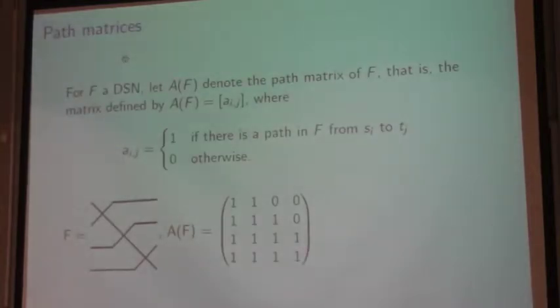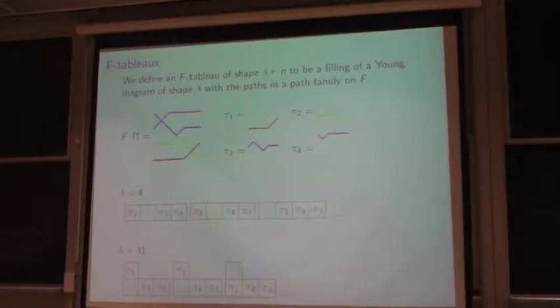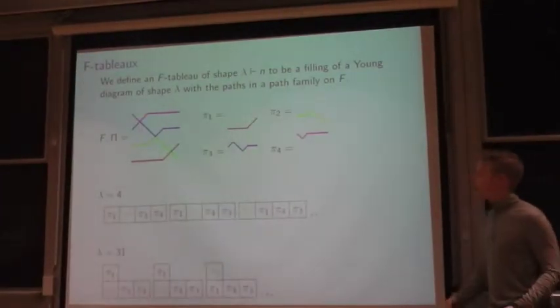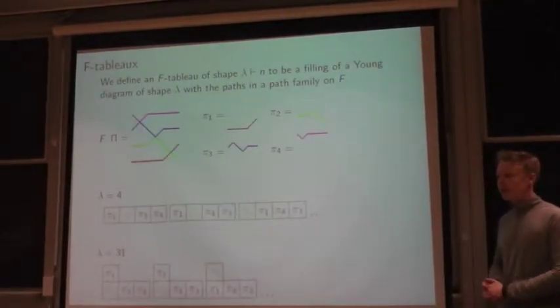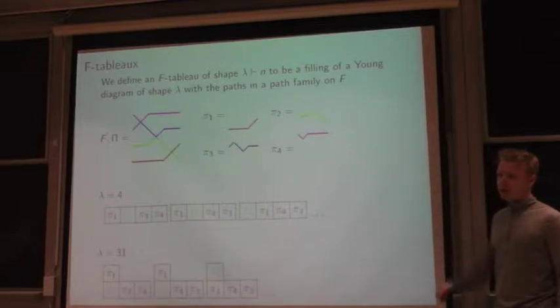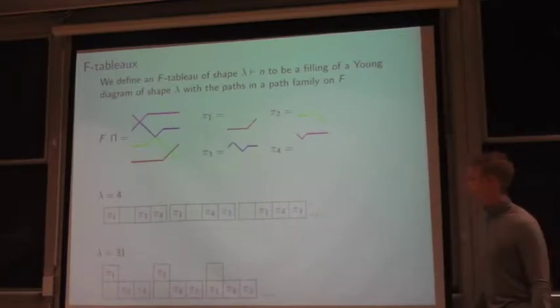Okay, and so to evaluate our immanants on these tableaux, we're going to need to introduce combinatorial objects called F-tableaux. So an F-tableau of shape lambda is a filling of a Young diagram of shape lambda with the paths in some path family on F. A Young diagram of shape lambda is just a row of length lambda_i for each element of the partition, each number in the partition. So a couple of examples here.